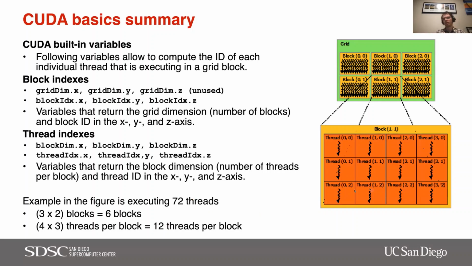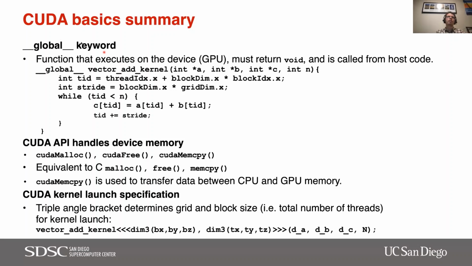Of course, in practice, you're not going to always have multiples of 32 threads per block. That's just for illustration purposes. And we have that global keyword for a function that executes on the device. There are also device functions. And a global function you can call from the CPU. The CUDA API has a lot of other functions to handle memory, so just look it up in the CUDA guide. And then the CUDA kernel launch configuration is in this triple angle brackets, this chevron notation. So that's what we've learned so far.